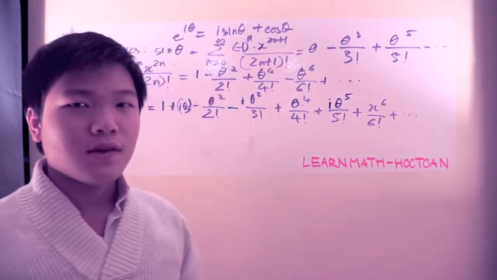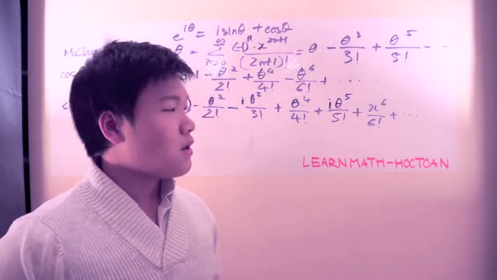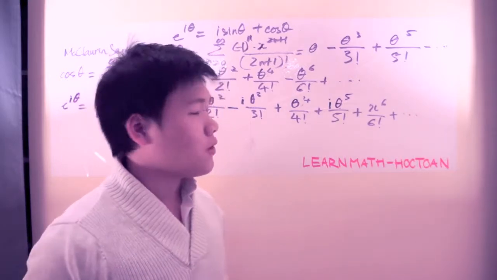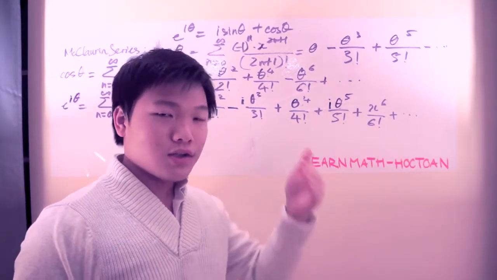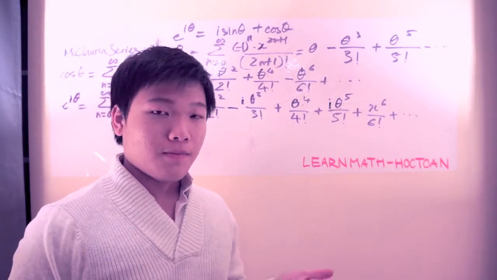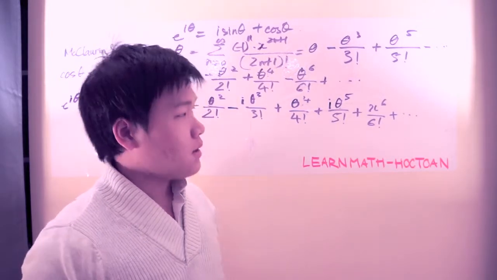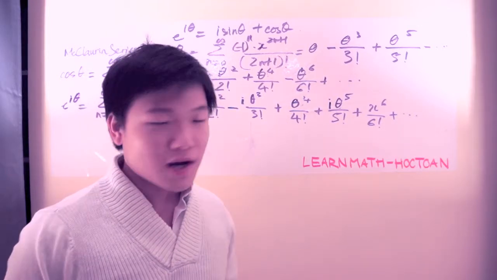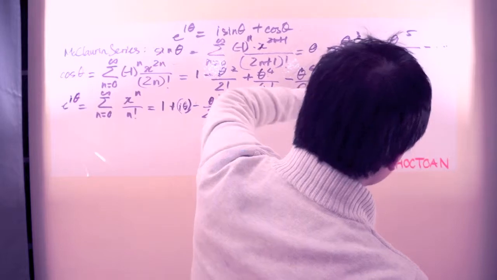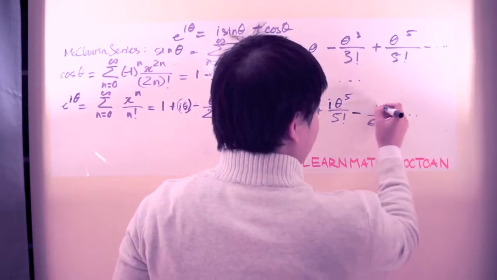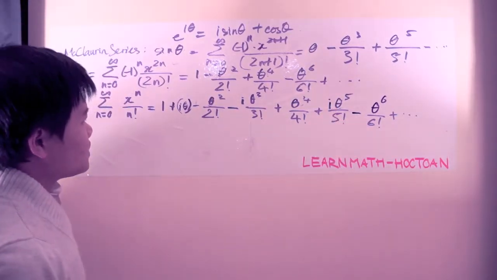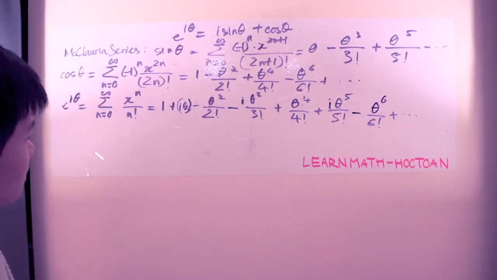x to the 6th, so I theta to the 6th. I to the 6th is I squared to the cube, and you know I squared is minus 1, so minus 1 to the cube is minus 1. So here you have minus theta to the 6th, and so on. So what do we have here?